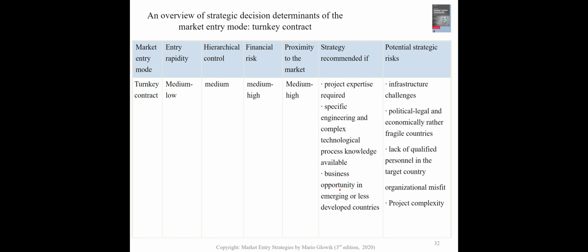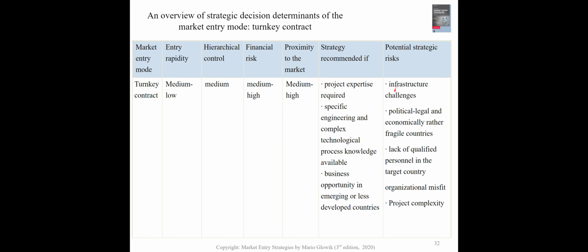And turnkey contracts always indicate a promising strategy because of promising opportunities in emerging or less developed countries. And that's why the risk tends to be medium to high, but the potential earnings, the potential profits tend to be also high.